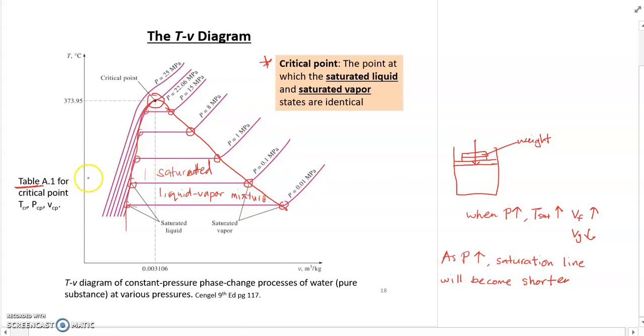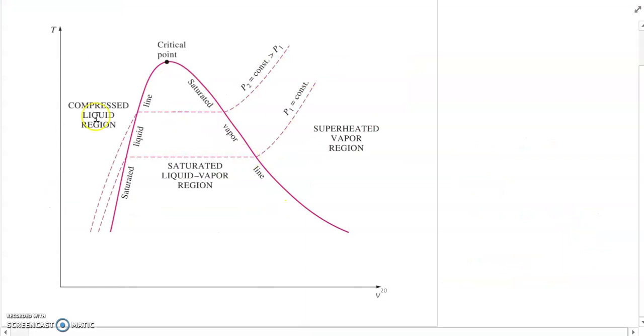Whatever is outside on your left side is the compressed liquid, and the one that is to your right side is your superheated vapor region. Superheated. Okay, so this figure is more clear.